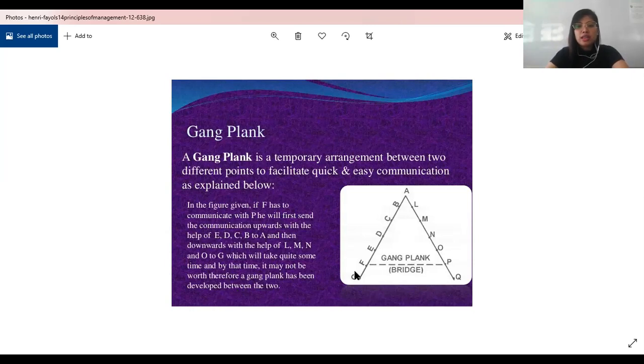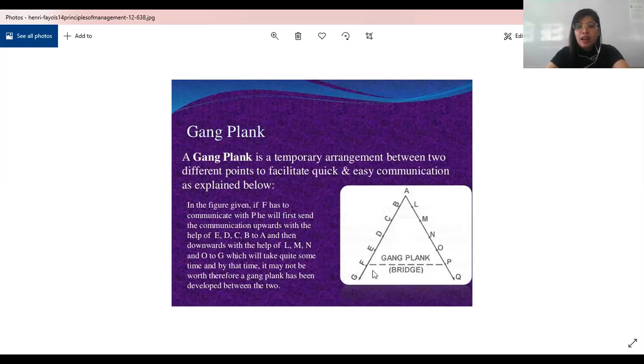Since F needs to communicate with P in the scalar chain, like we've said earlier, there is a rank from highest to lowest. So if F is going to talk with P, he has to go through E, D, C, B, A, L, M, N, O, P. This consumes much of his time.